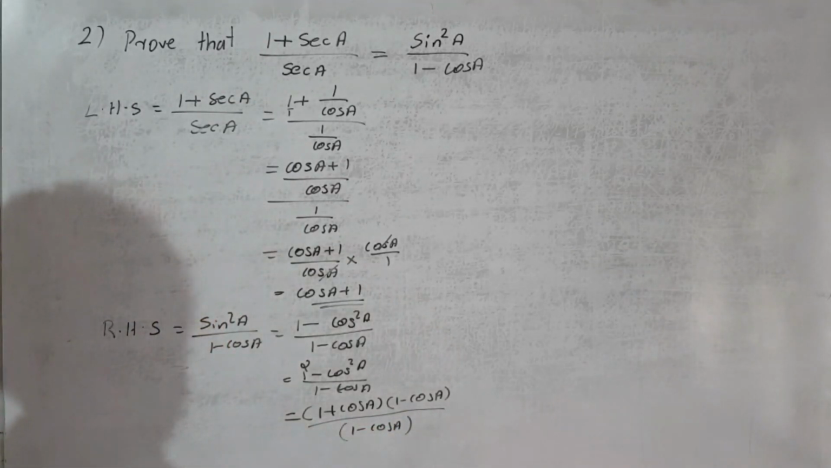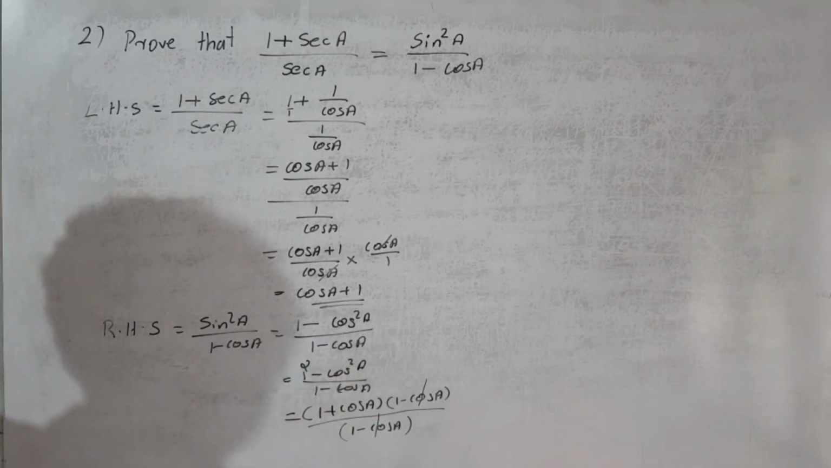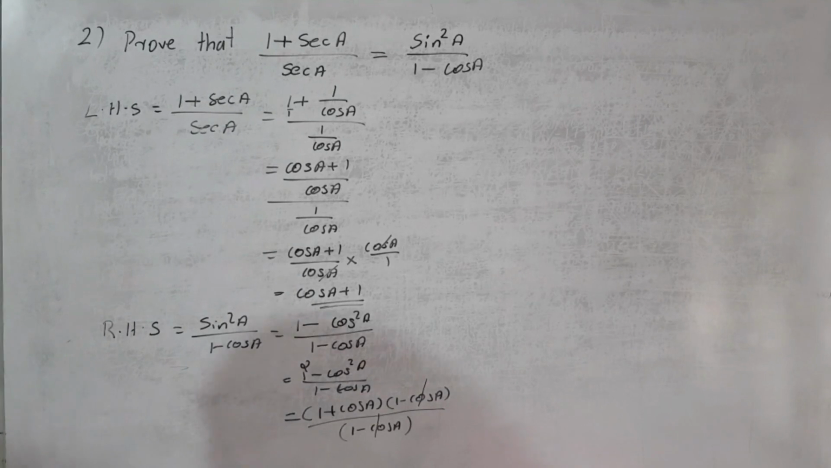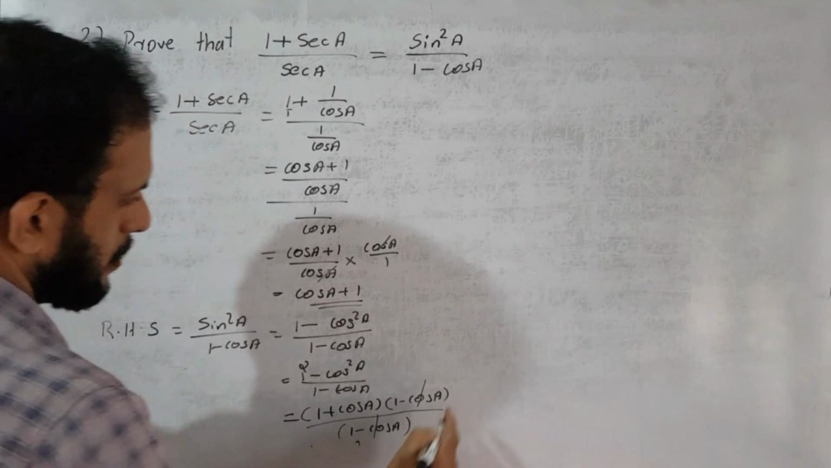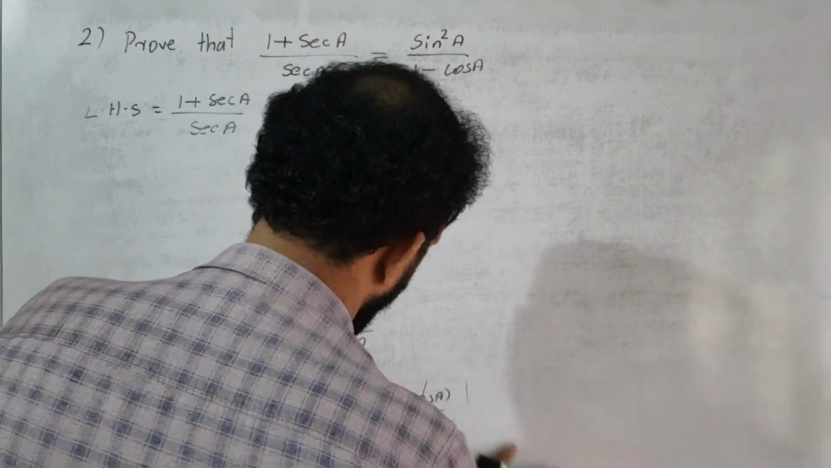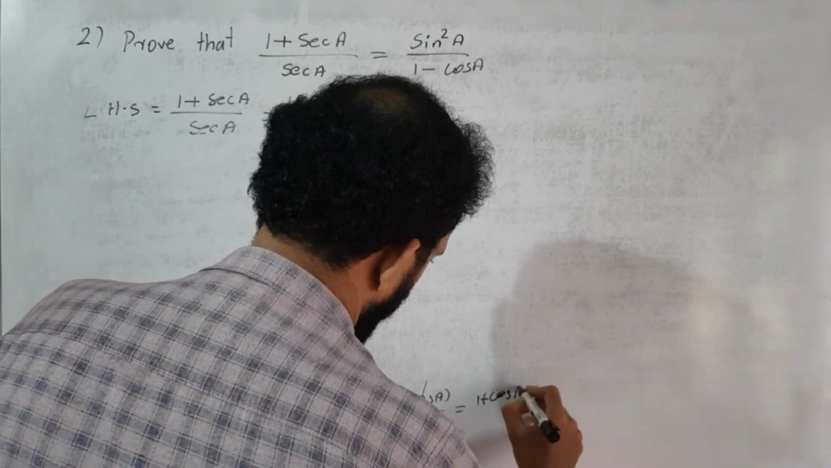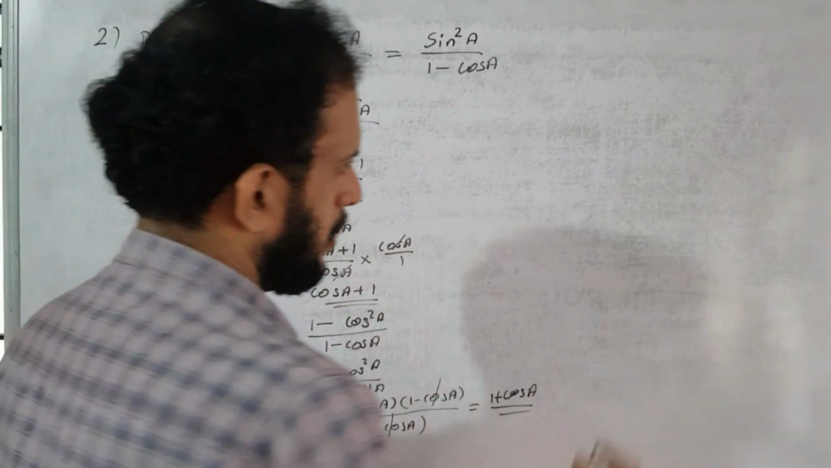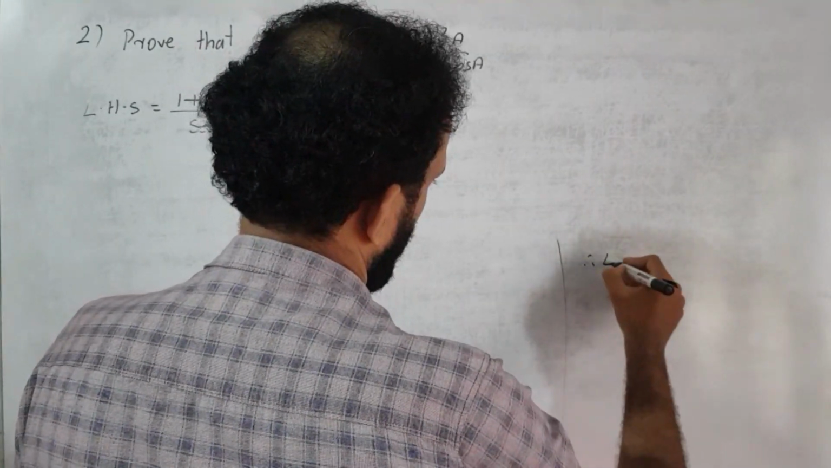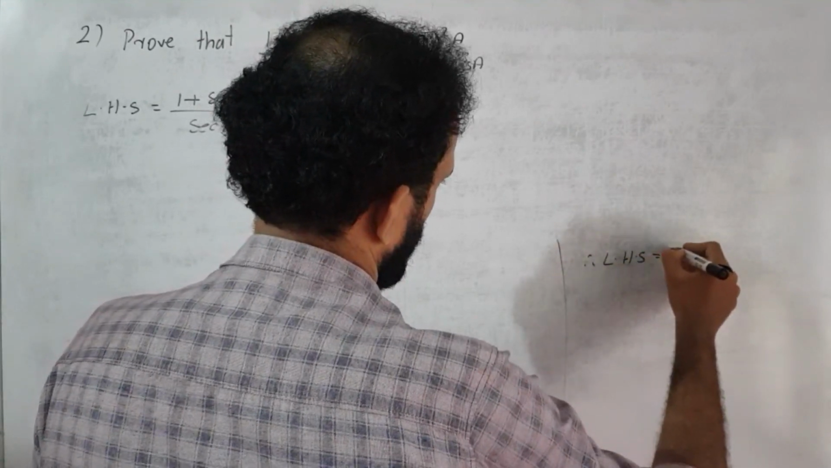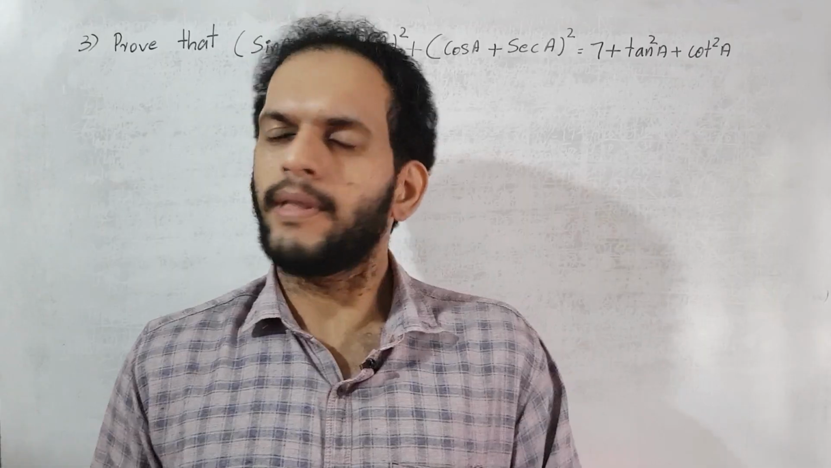So now in the numerator and denominator, 1 minus cos A is the same. So it is possible to divide, then what is remaining? 1 plus cos A by 1. 1 plus cos A by 1 is equal to what do we get? Here we got the result, 1 plus cos A. Therefore we conclude, LHS is equal to RHS. Clear?